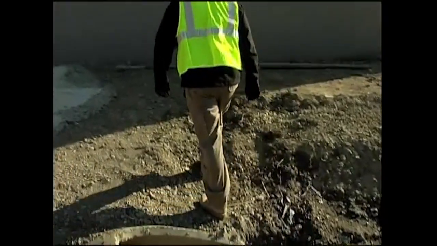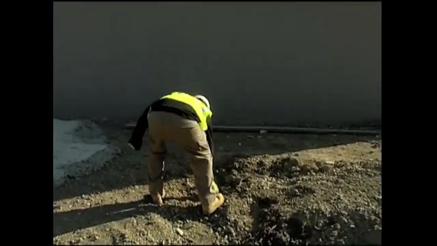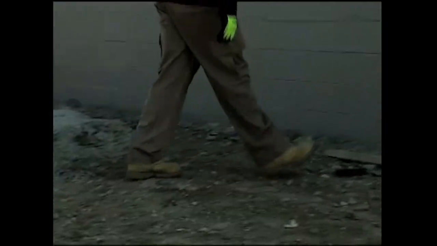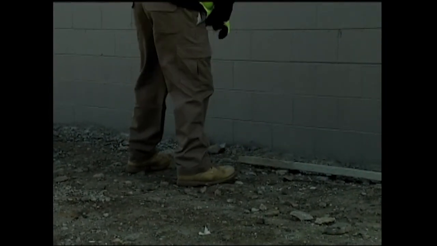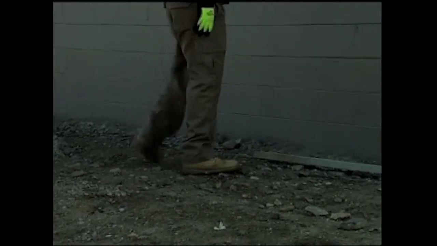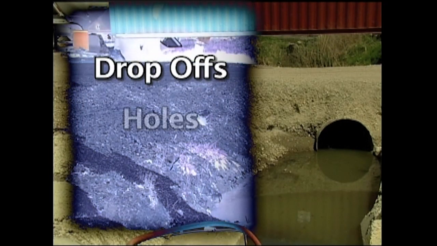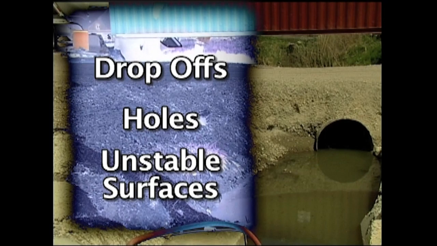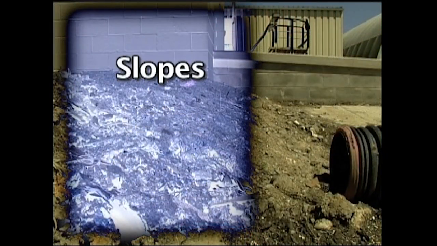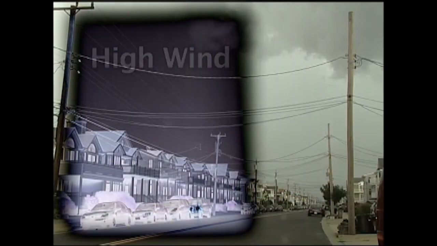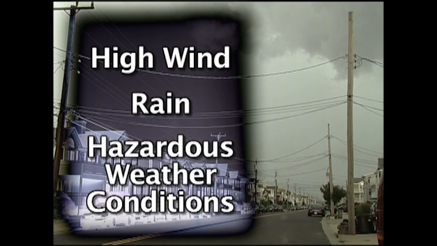It's also important to inspect the work site where you'll be using an aerial lift. Survey the work zone and eliminate any hazards before operating the lift. If you're working outside, look for drop-offs, holes or other potentially unstable surfaces, slopes, ditches or bumps, overhead power lines, high wind, rain, and other hazardous weather conditions.